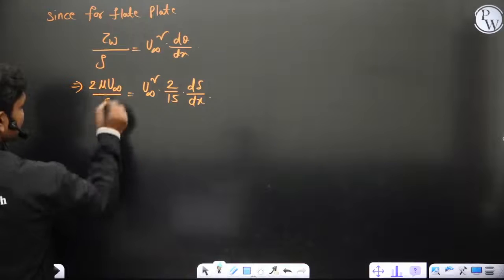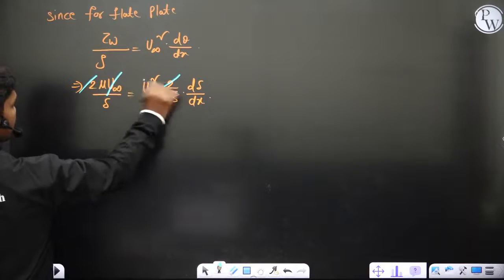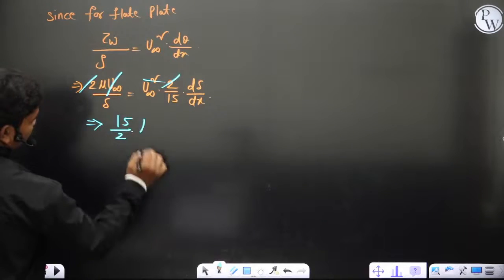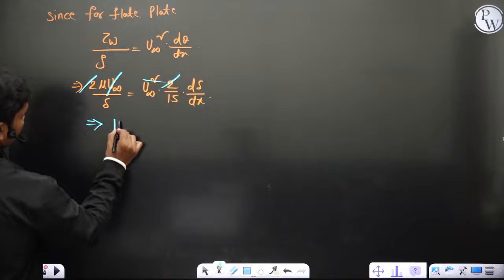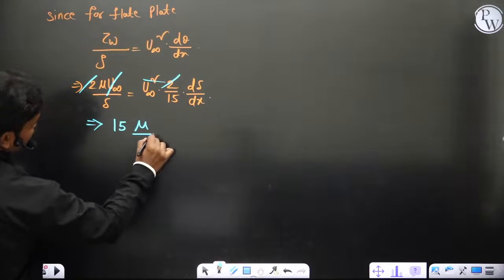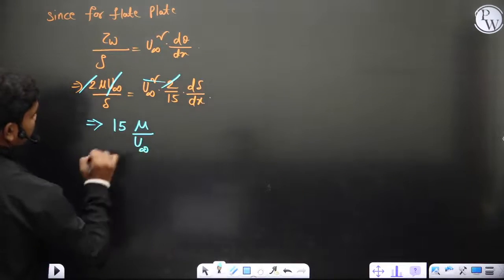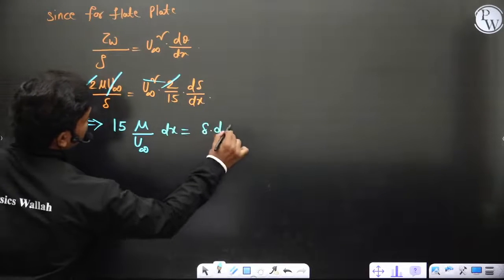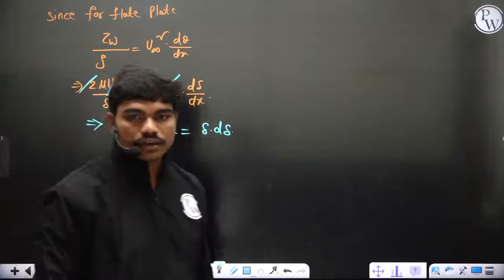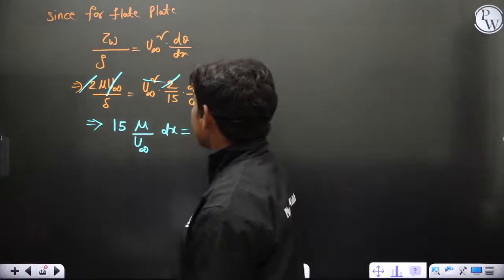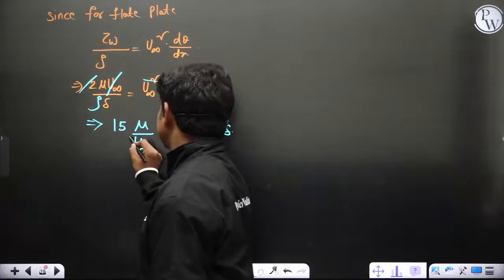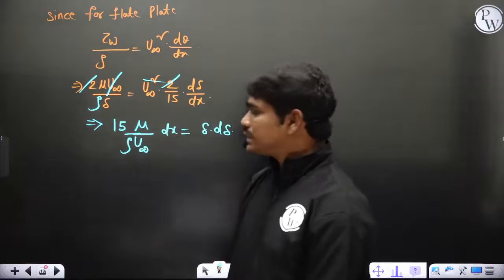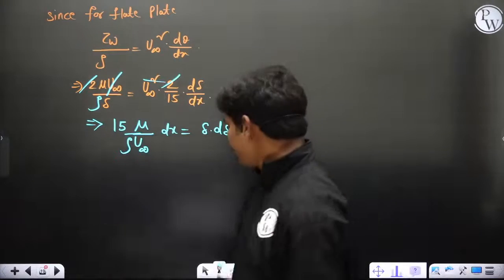Now clearly you can understand something. 2 gets cancelled, u infinity can eliminate this. So 2 is not there now, and we get 15 mu by u infinity. Density should also be there, divided by density, correct. So 15 mu by rho u infinity dx is equal to delta times d delta. Now this is a first order differential equation which is in variable separable form. Now we have to solve this.